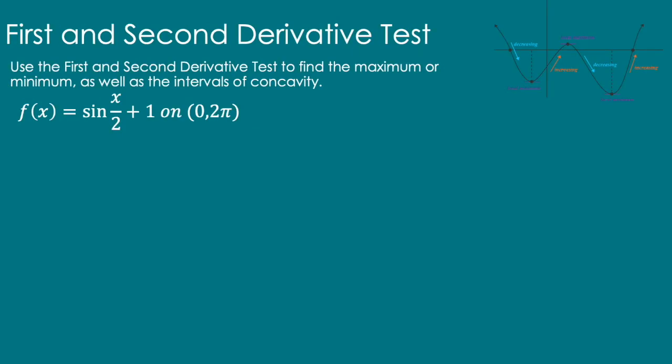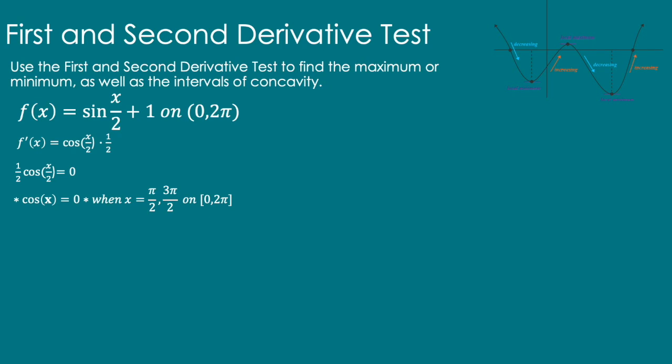So we're going to use the first and second derivative test to figure out where the function has a maximum or a minimum, as well as the intervals of concavity. So we're going to use this function. First, take the first derivative to figure out the max and minimum. So then you set it equal to 0.